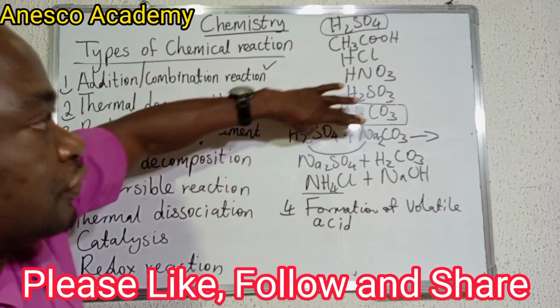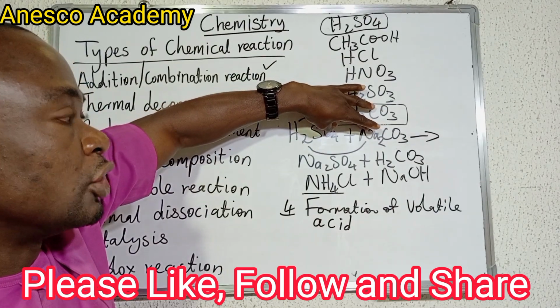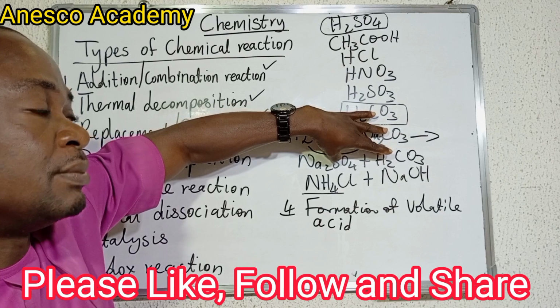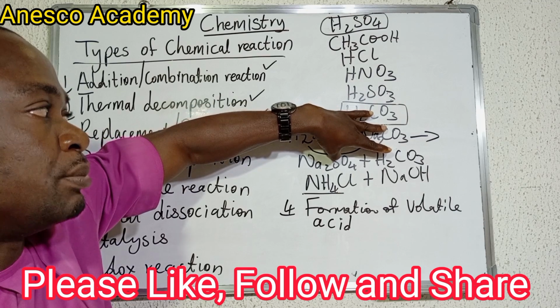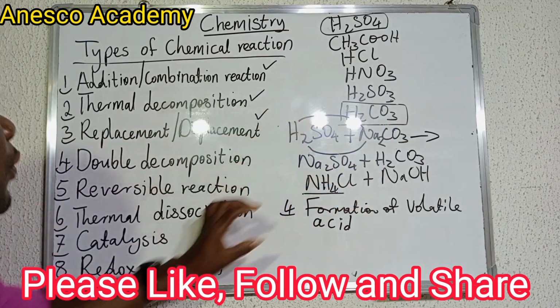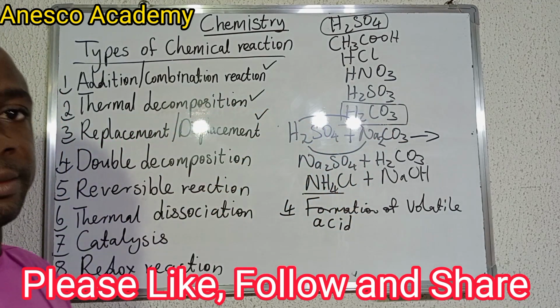Since both of them, the reactants, are compounds and the products are also both compounds, do you understand? These are compounds. This one are also what? Compounds. So this is the type of double decomposition. Thank you.